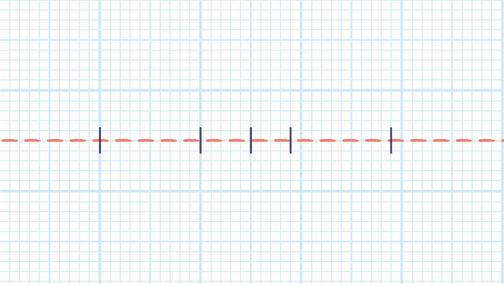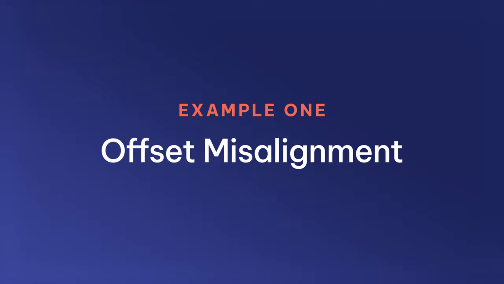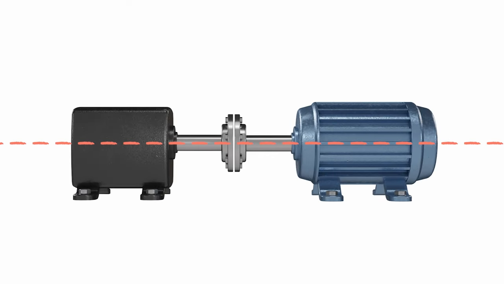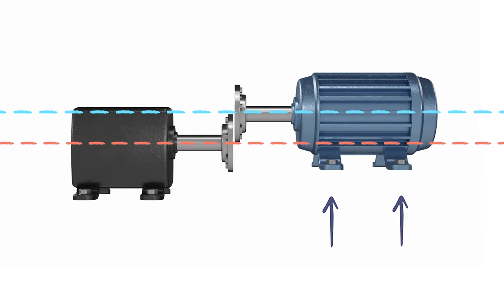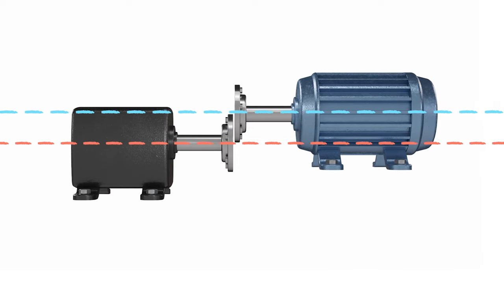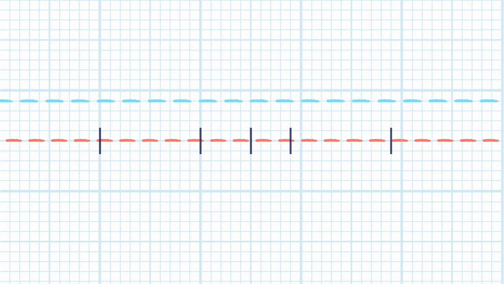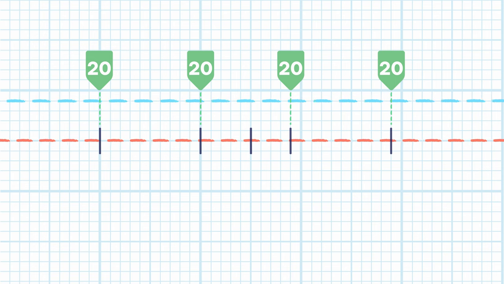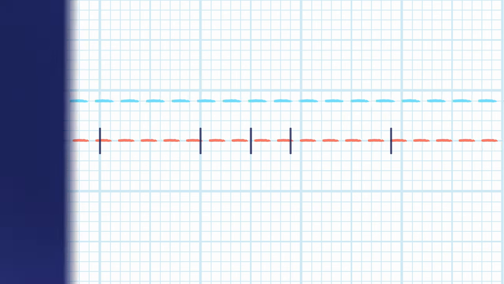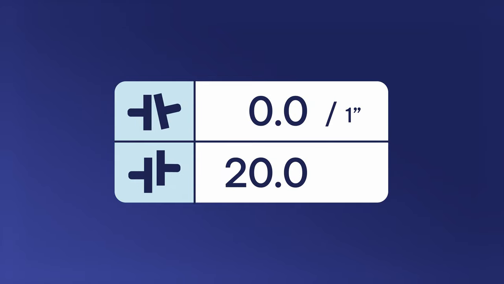Beginning with our shafts in perfect alignment, let's introduce some offset misalignment by raising the front and back feet of the movable machine equally by 20 thou. The movable shaft center line is now offset from the stationary shaft center line by 20 thou at every point along its length. Because we've added the same amount to both front and back feet, the shafts are parallel. There is no angular misalignment. Our offset misalignment is 20, and our angularity is 0.